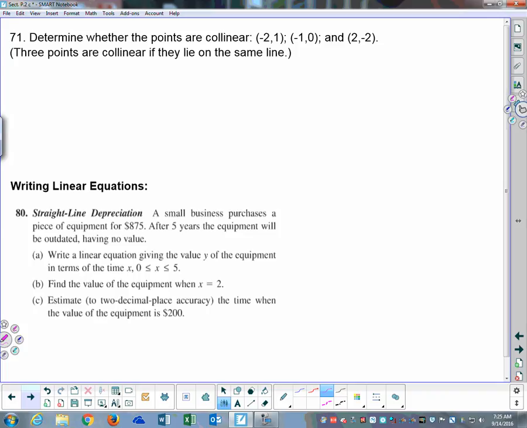Problem 71, determine whether these points are collinear. And I'm given 3 points. 3 points, remember, are collinear if they lie on the same line. So without graphing it, I'm going to look at the slopes between these points.